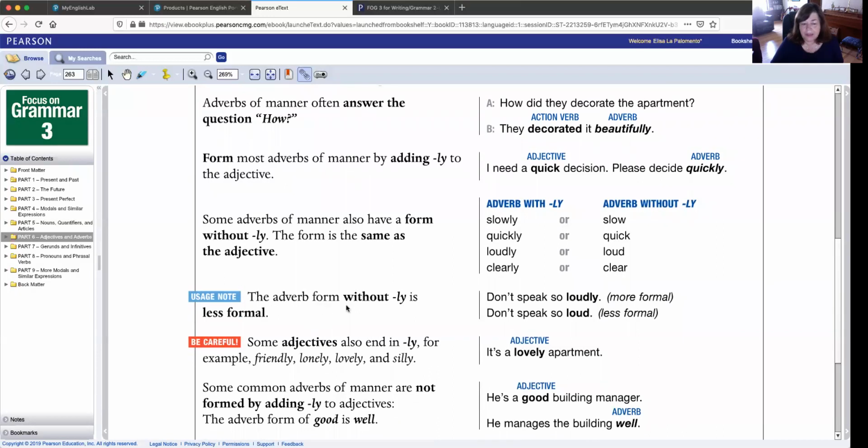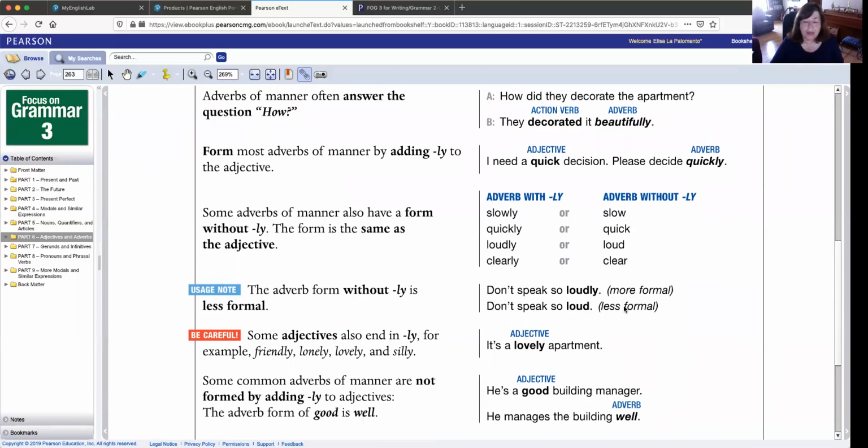It tells you that the adverb form without the ly is less formal. Don't speak so loudly. It says it's more formal. It's actually correct. Don't speak so loud is less formal, but it's actually not grammatically correct. So this is what I'm going to tell you. If you did this, it would be accepted because so many American people do, but do not write like this.